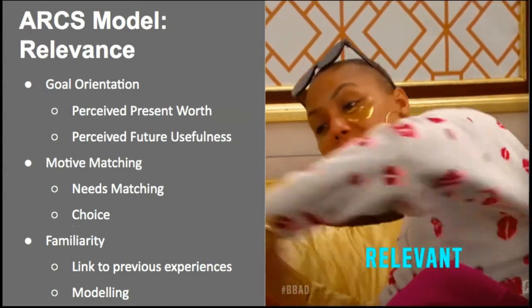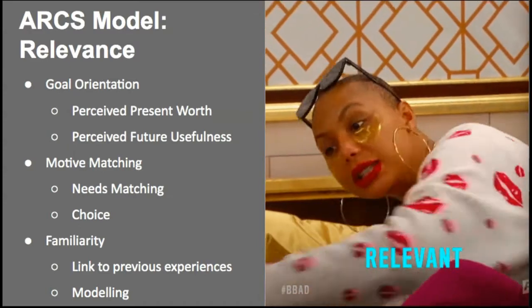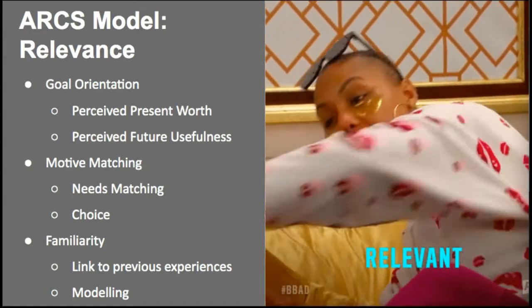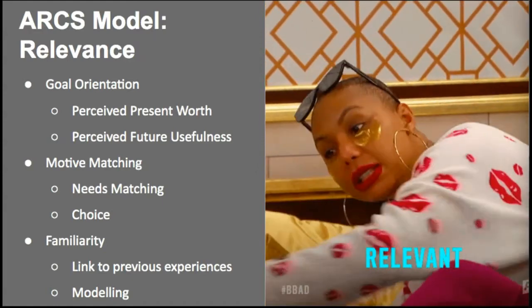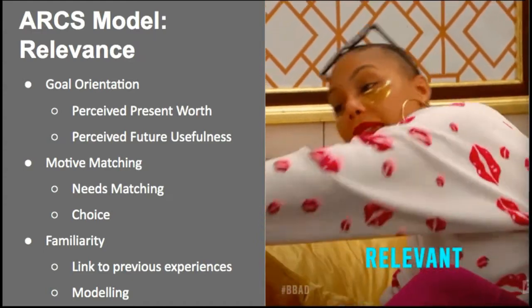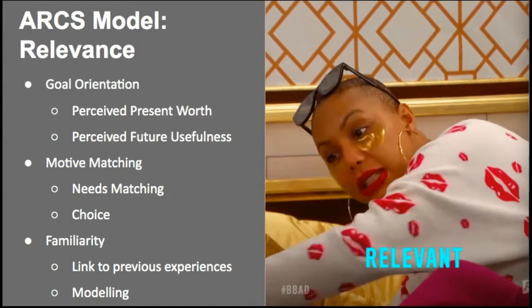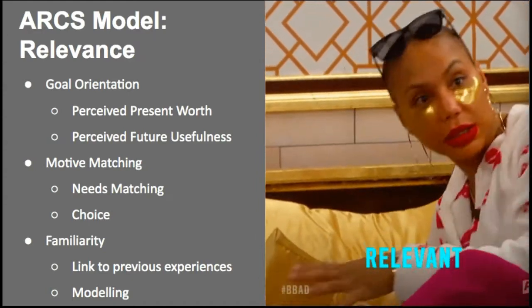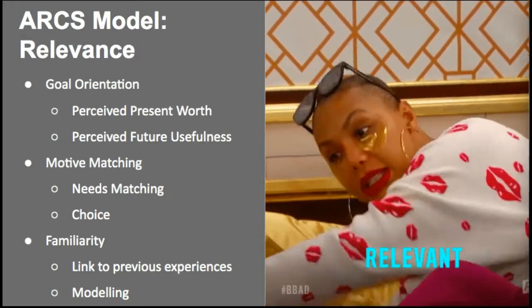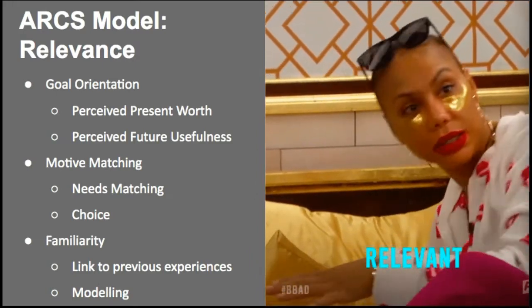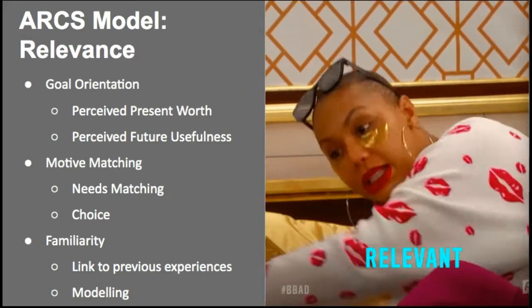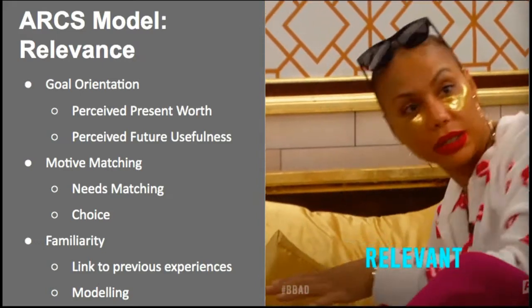Relevance then is the next element in terms of the ARCS model, and again there's a number of different categories here. So goal orientation is very much based around identifying or tying relevance into a specific learning goal, and that might be a learning outcome or it might be something more specific to learners. So perceived present worth, if you were going to talk about something, you would maybe try and make it relevant by identifying how it'll be helpful to learners today.